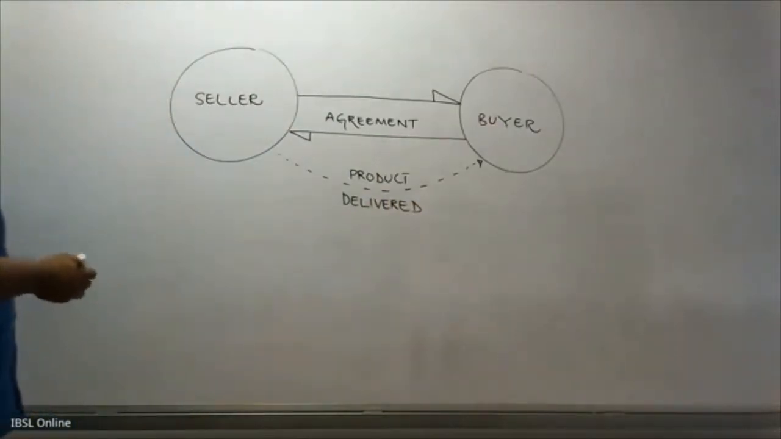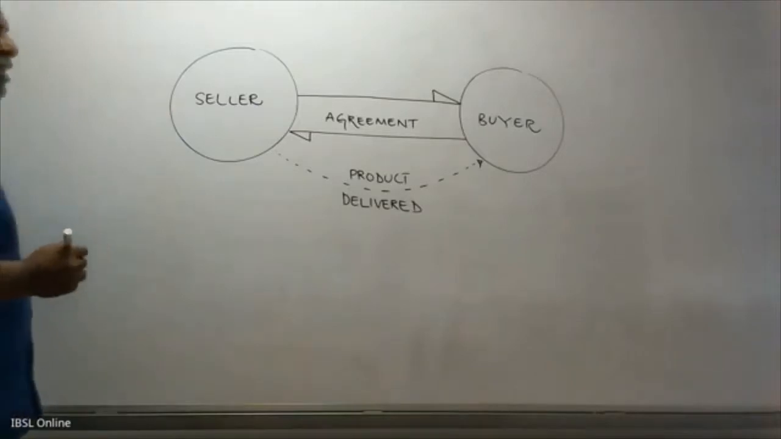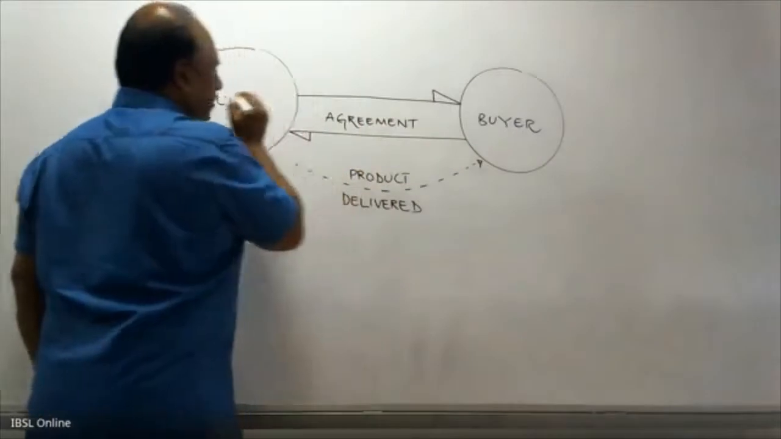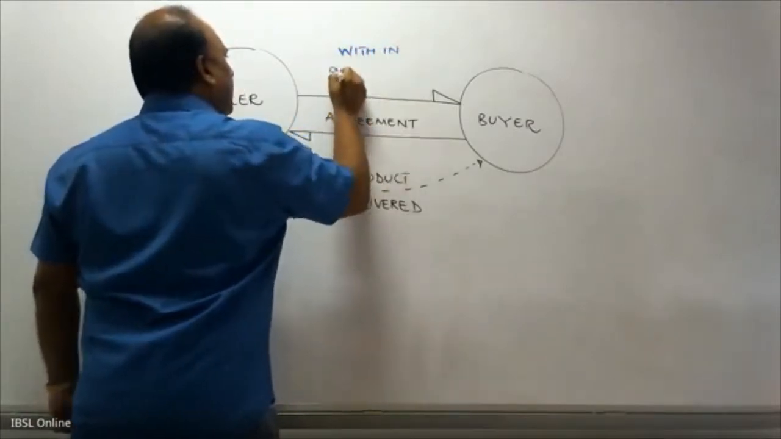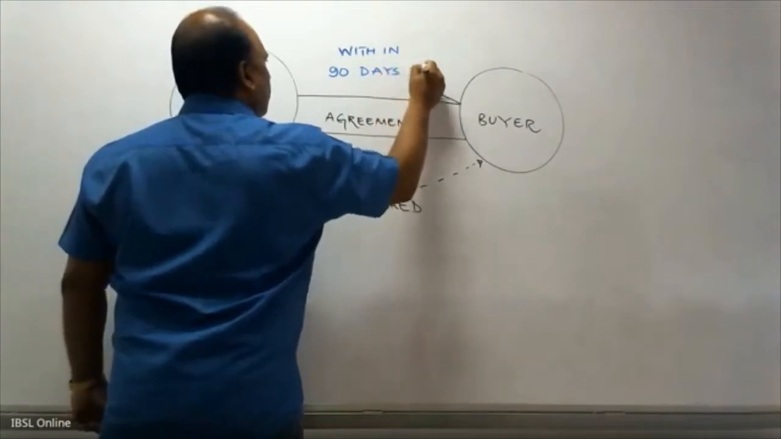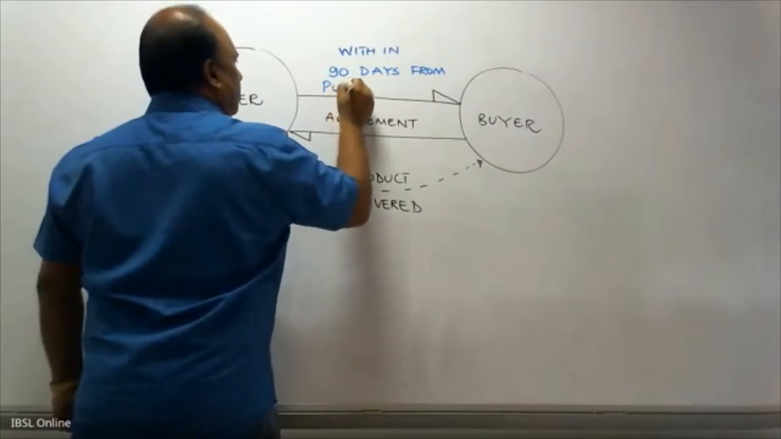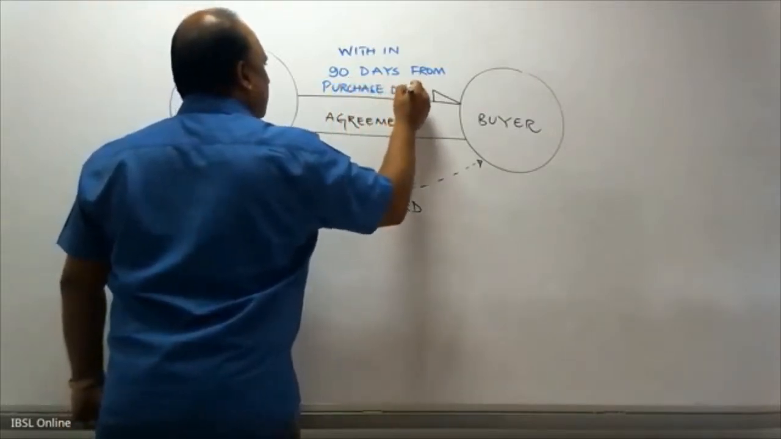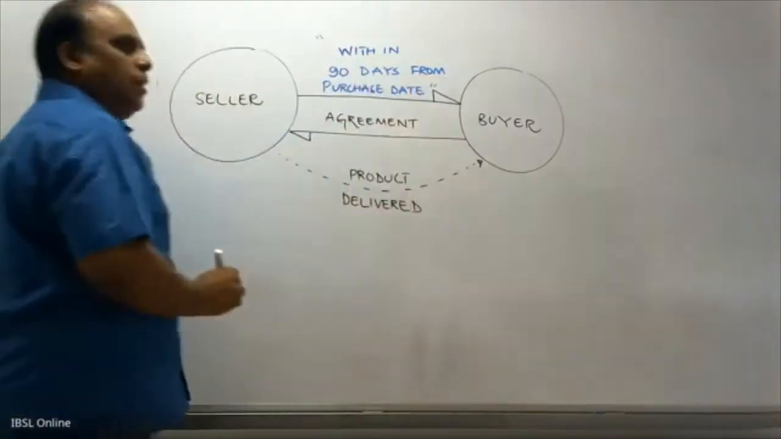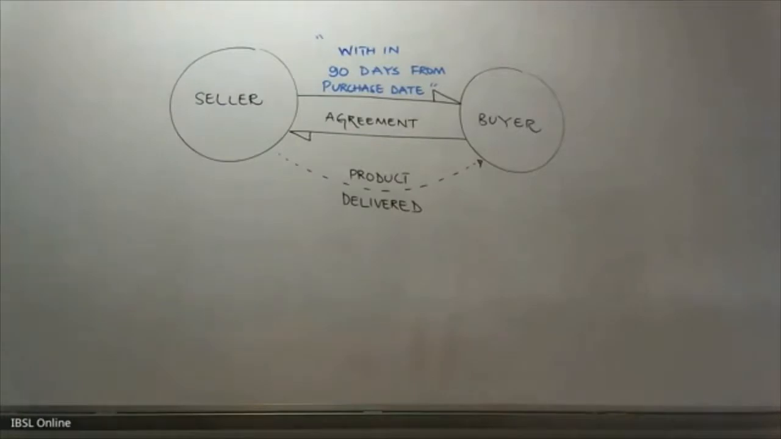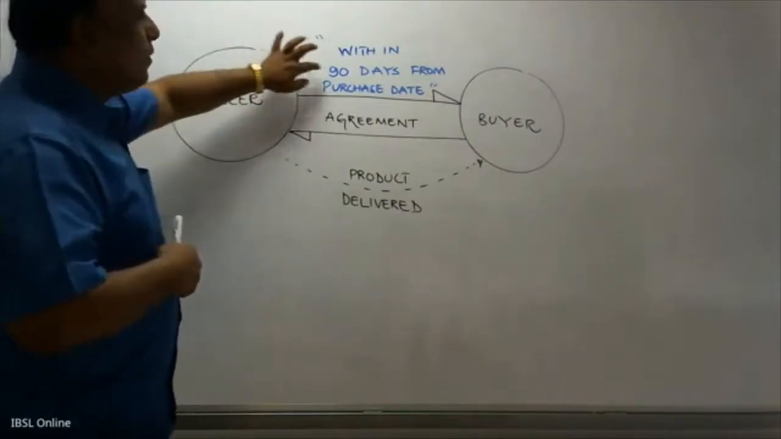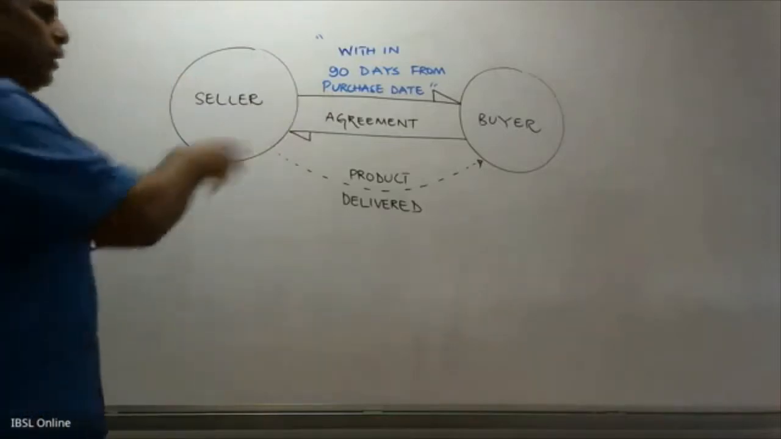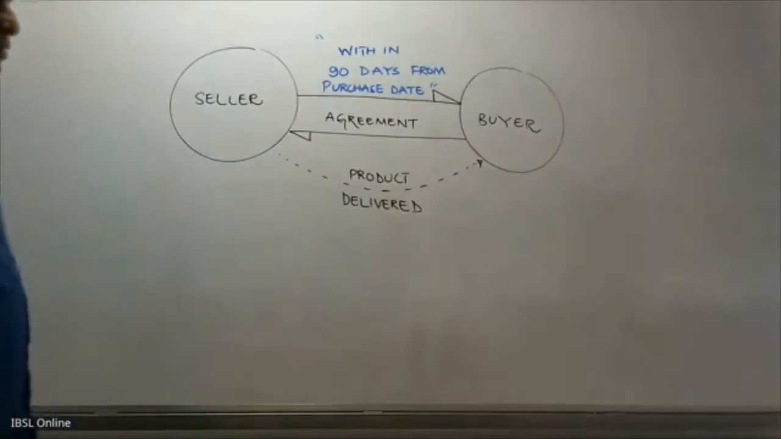But what is the underlying agreement? The agreement will be you will pay this seller within 90 days from purchase date. You will agree to pay within 90 days from the date of purchase. So if you have purchased today, from today you agree to settle this amount within 90 days. In between, the product will be delivered. That is not relevant.